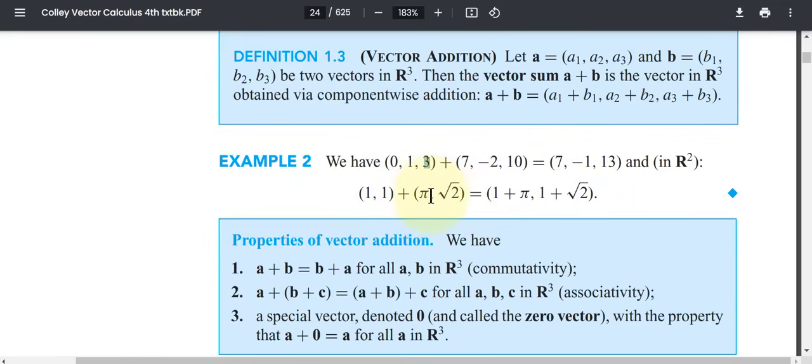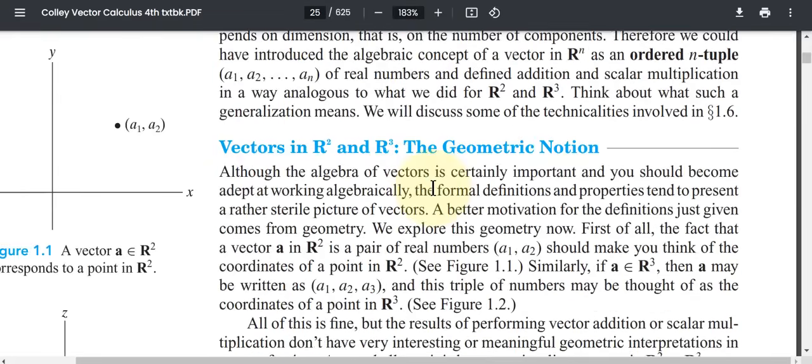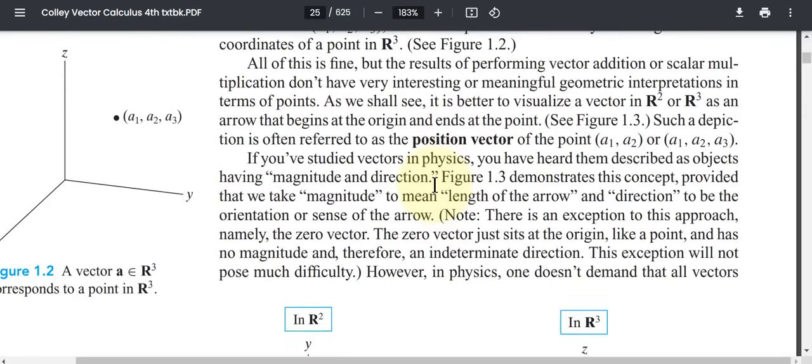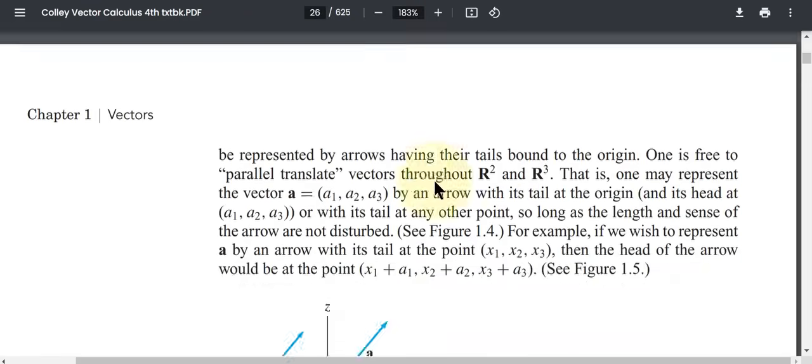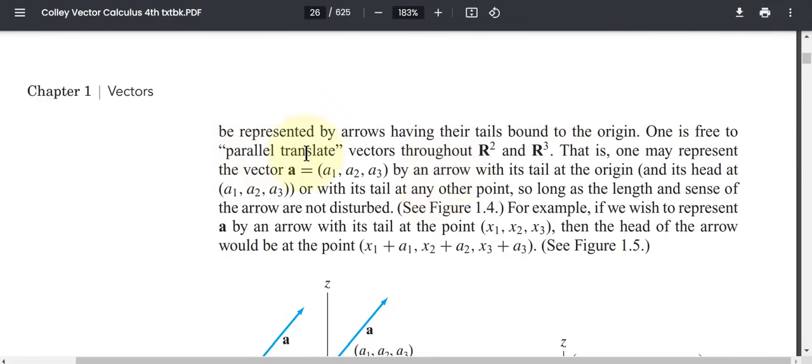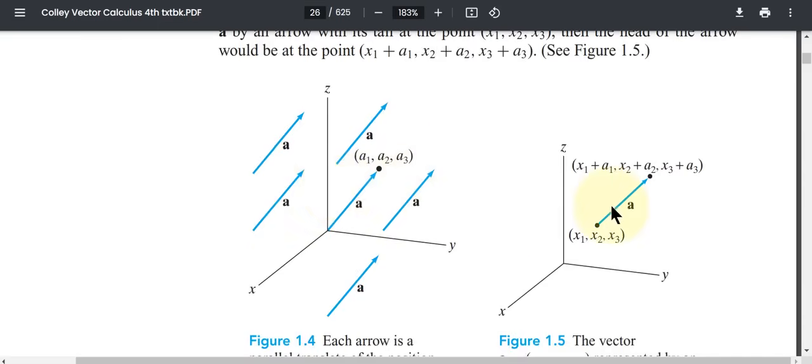But what if we try to picture it? First of all, when we add two vectors, we get a new vector. So what does this new vector look like? If we want to picture addition, what does it look like? Well, remember that we're allowed to move these vectors anywhere we want. That's what we said, parallel translate, we're allowed to move them around wherever we want. So that might help us a little bit in understanding what it means to add two vectors geometrically.